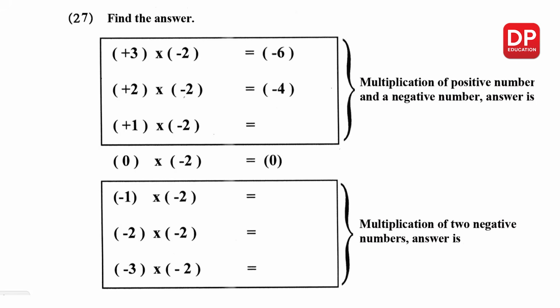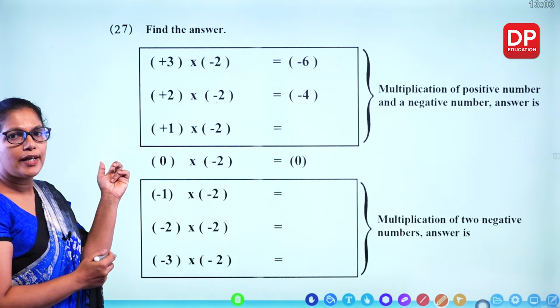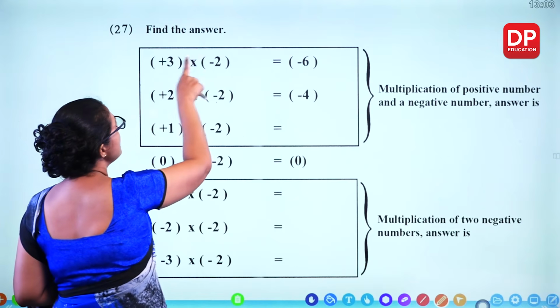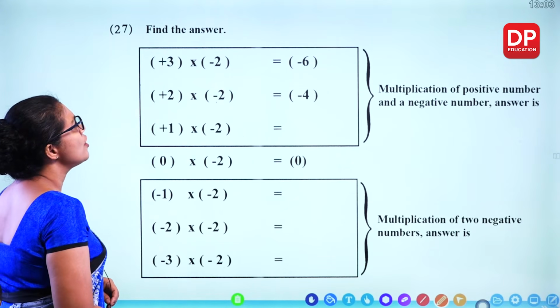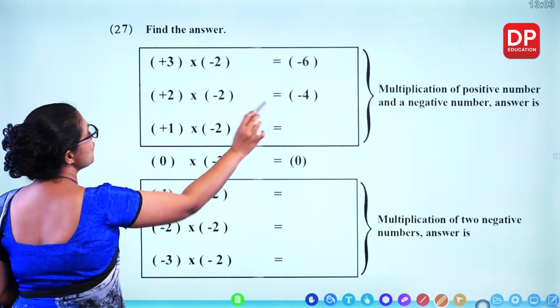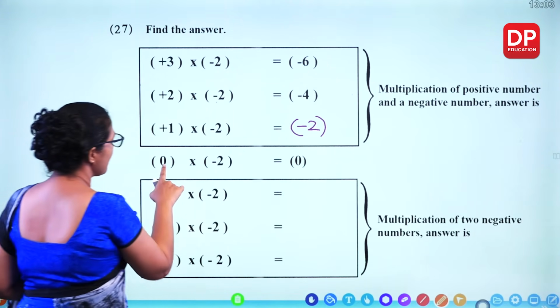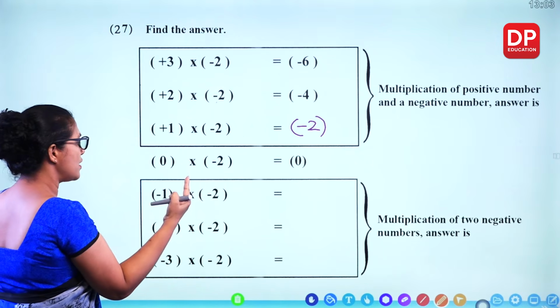Find the answer. 3 times -2. Ignore the sign and here one is positive and one is negative. You get the answer negative. This is 4 minus 4. 1 times 2, 2. This is -2. 0 times -2 is 0.